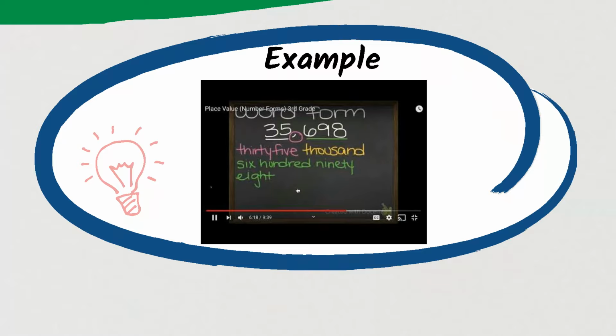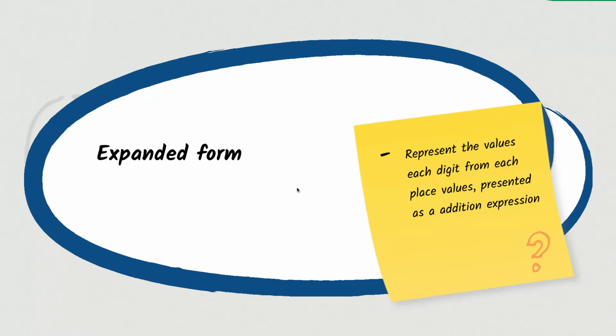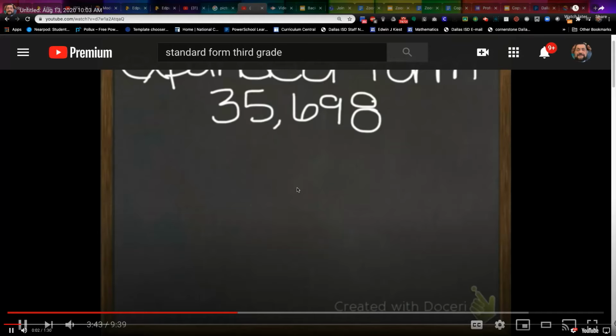The next one is the expanded form. The expanded form represents the value of each digit from each place value, written as an addition expression. We put the value of each digit together at the end in addition form. Expanded form is how we show the value of each digit in the number.